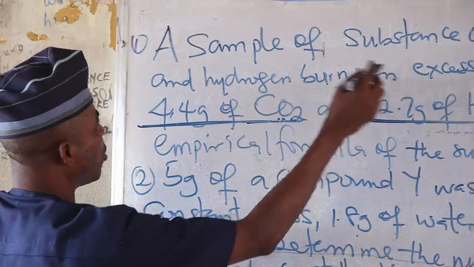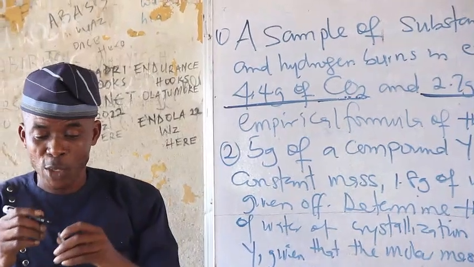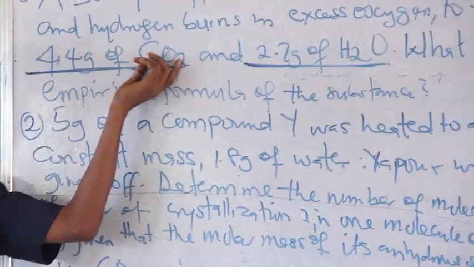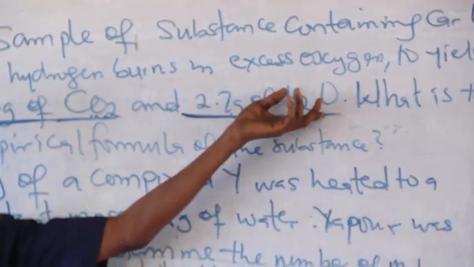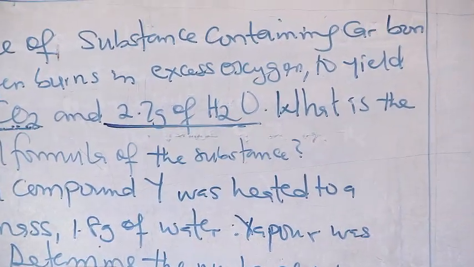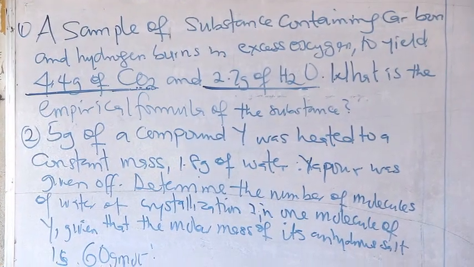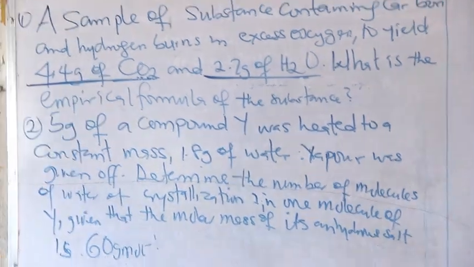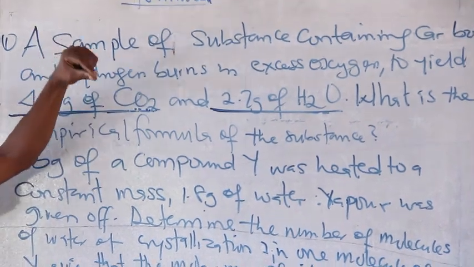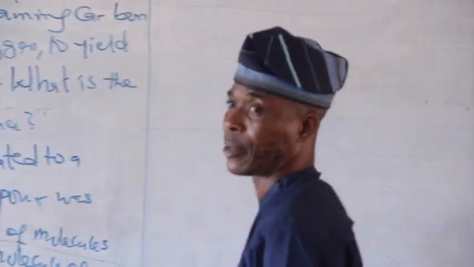When a hydrocarbon that contains carbon and hydrogen is burnt in oxygen, what do we have? Carbon dioxide and steam. Do you understand that? What are the products of combustion of a hydrocarbon? Carbon dioxide and steam. It means the carbon dioxide here was gotten from combustion of carbon. So by the time I solve it, you will understand it.